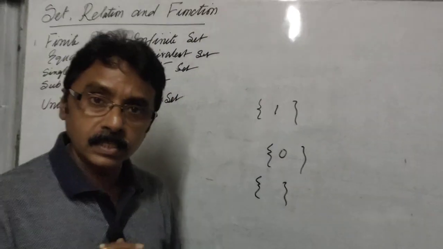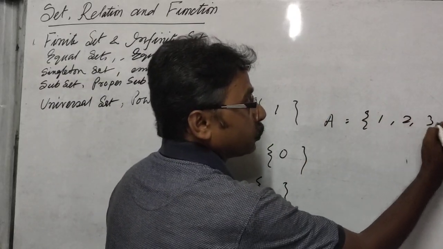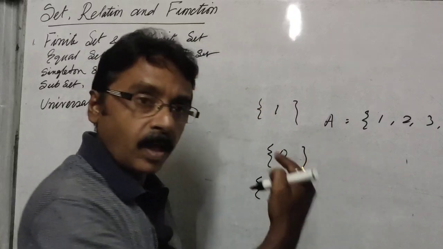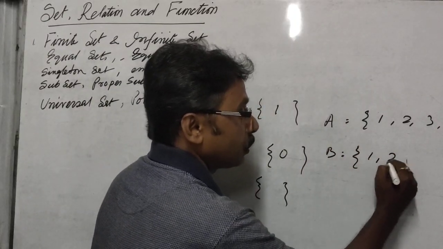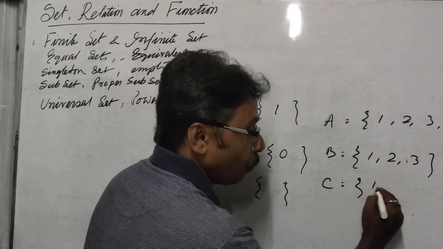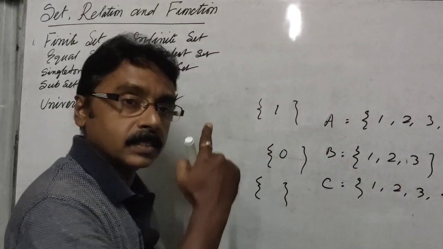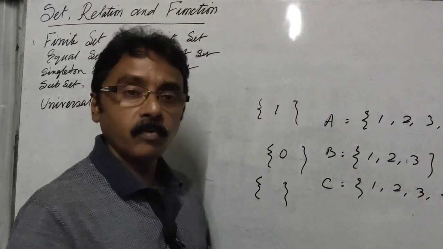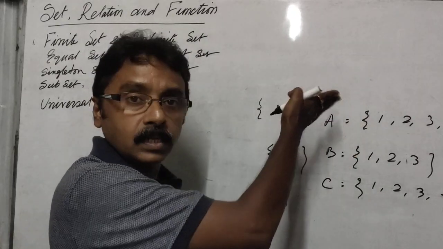Now what is a subset? Suppose a set A is {1, 2, 3, 4}. Now if I take some set, suppose B is a set whose elements are 1, 2, 3, or C is a set whose elements are 1, 2, 3, 4, then B and C are said to be subsets of A. That means the elements of B and C all belong to the set A.